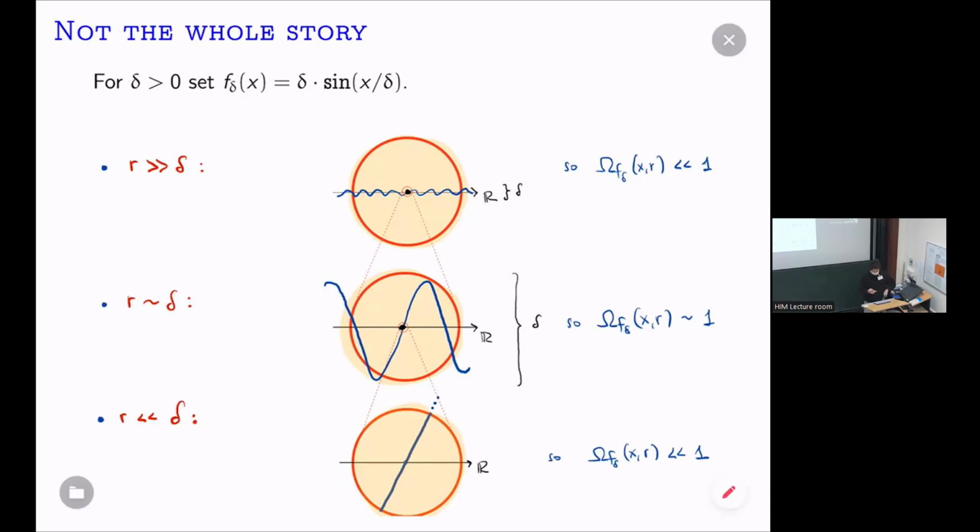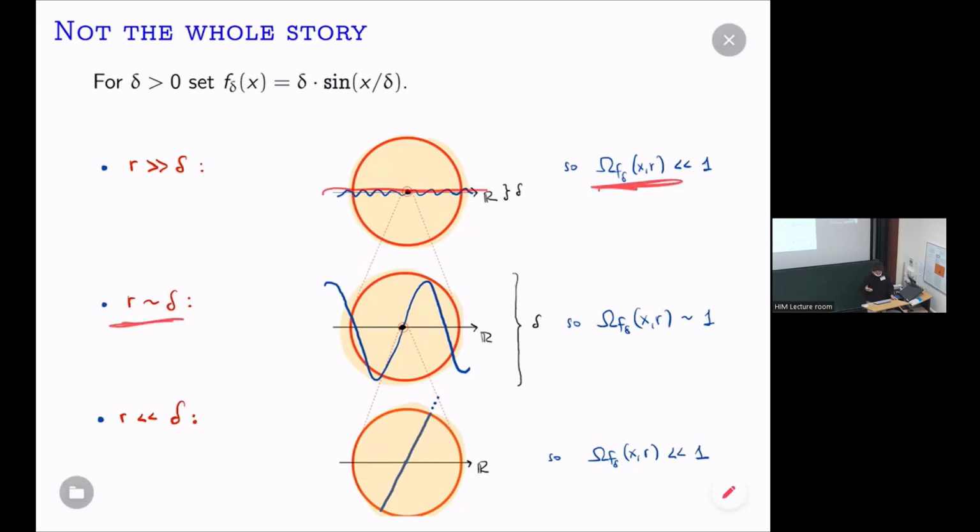So to put the problem into focus, let us consider this silly example. If delta is some small positive constant, then we define f_delta in this way. It's delta times sine of x divided by delta. And let us see how many bad scales this function has, in the sense that the omega number is large. If the scale is much larger than delta, then my function will be very small, and so if we take the affine approximating map to be equal to 0 everywhere, this will be a good approximation. So my omega number will be small.